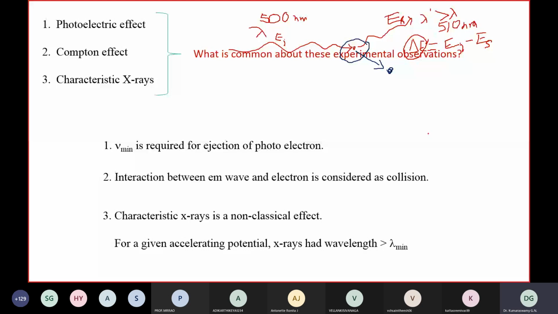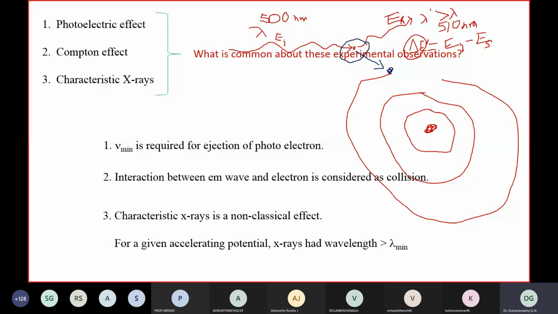See, we have this atom, nucleus. Then we have orbitals, right? So within these orbitals, we have electrons, let's say. Just two only.